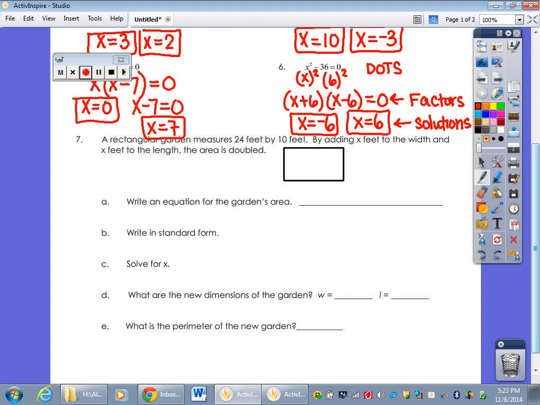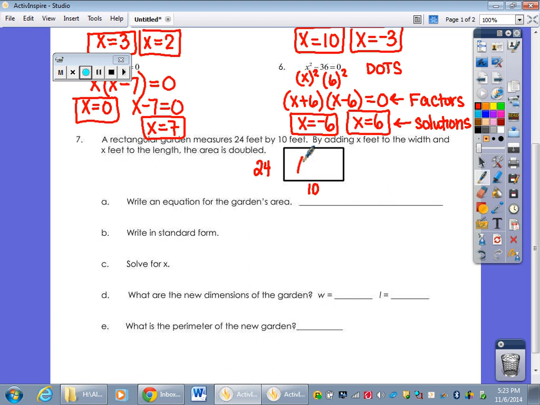So it says a rectangular garden measures 24 feet by 10 feet. So here's your rectangular garden, 24 by 10. By adding x feet to the width and x feet to the length, the area is doubled, okay?